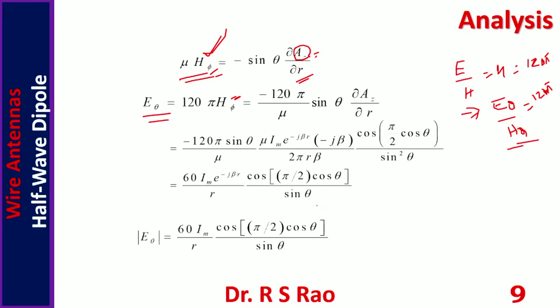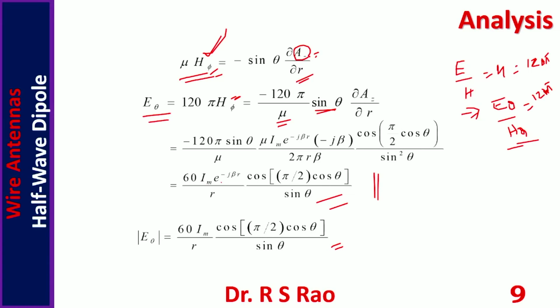We get E theta as 60 Im e power minus j beta r over r, cos of (pi by 2 cos theta) by sin theta. How has this come into being? H phi is minus sin theta over mu, dou Az by dou r. Az has already been available to us. Now substituting Az in this expression and performing differentiation, ultimately we have this one.